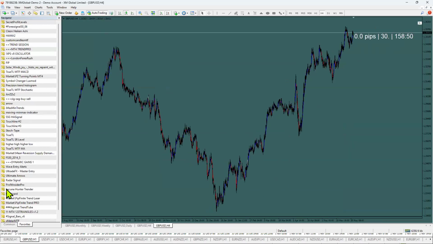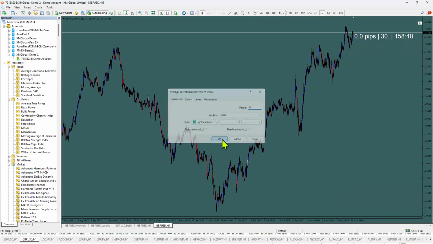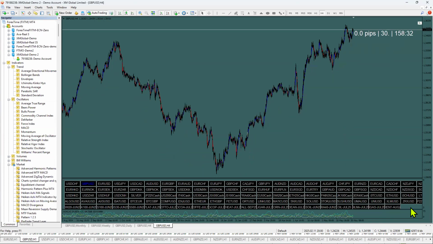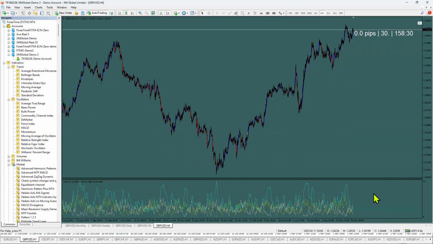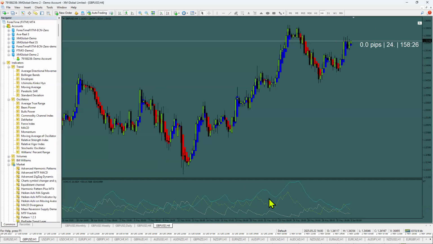You come here and come to your indicators. So these are your indicators. Start from here. This is the ADS. If you double click on this and apply, this is your ADS. This is the one that I'm talking about now that has the plus DI and the minus DI. So if you zoom it up like this, and then you bring out your chart.